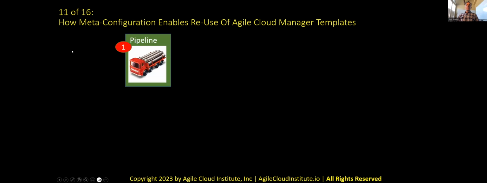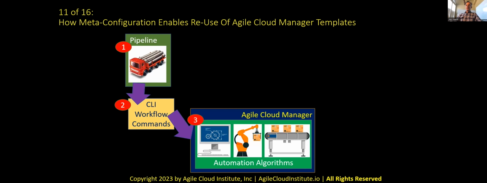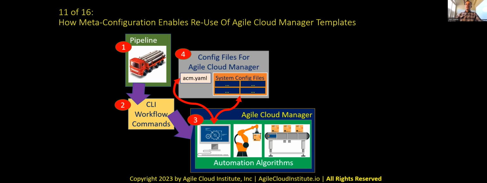The first thing that happens in a workflow when the Agile Cloud Manager is used is that a pipeline triggers a command line interface command that in turn reaches out and starts running automation algorithms within the Agile Cloud Manager. These automation algorithms then reach out into configuration files that we've talked about, namely an appliance configuration file named acm.yaml that might only be 3 or 4 lines of code or 5 or 6 lines of code, with each line referring to a system configuration file.